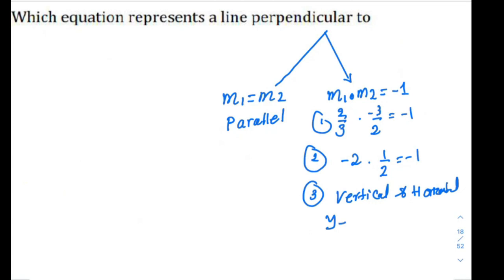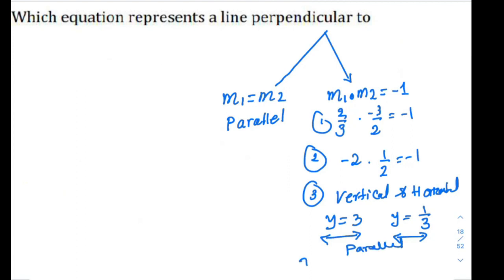For example, y equals 3 and the other one y equals 1/3. This is a horizontal line passing through y equals 3. This is a horizontal line passing through y equals 1/3. So the lines are parallel.